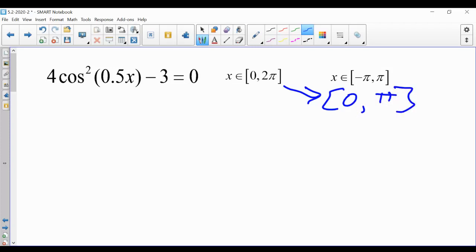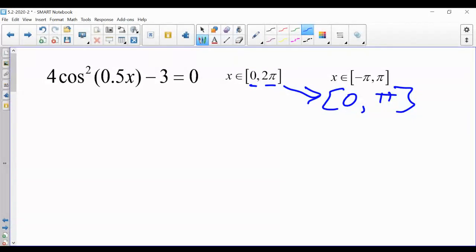And why am I doing that? I'm halving both of these terms, right? I'm taking a half of 0 and a half of 2 pi. At some point, I'm going to be actually multiplying my answers by 2 because of the 0.5x. So that's why we're halving our domain. Okay, let's get to it.